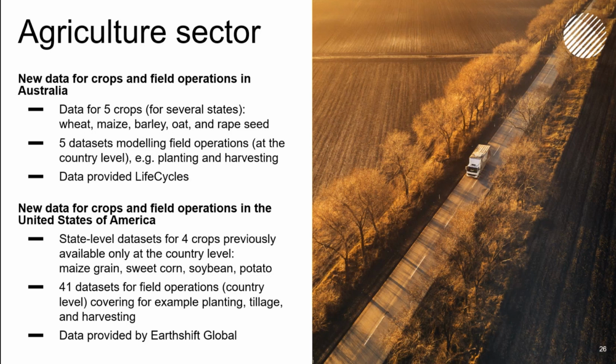The second major update concerns data for the United States. We have also introduced new regionalized data, in this case for 4 different crops for many states in the US. Those 4 crops were previously only modeled at the level of the country. On top of that, 41 datasets that model field operations were also added, in this case at the country level.